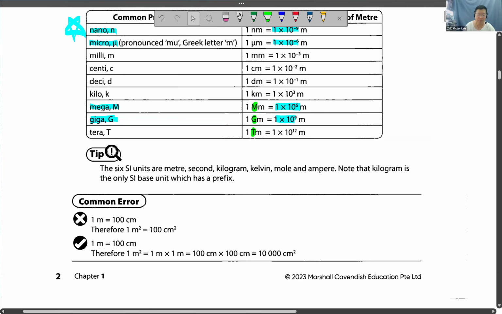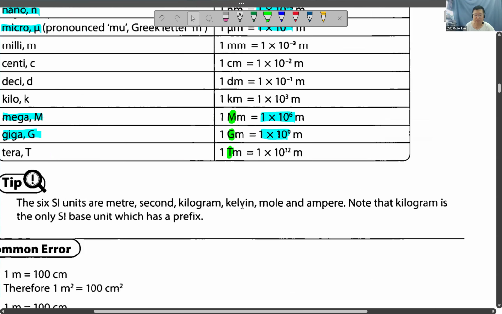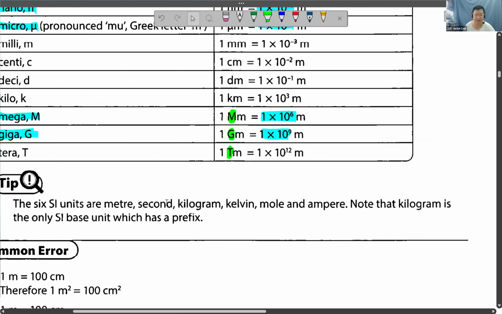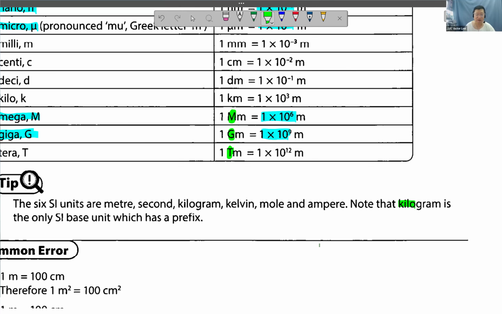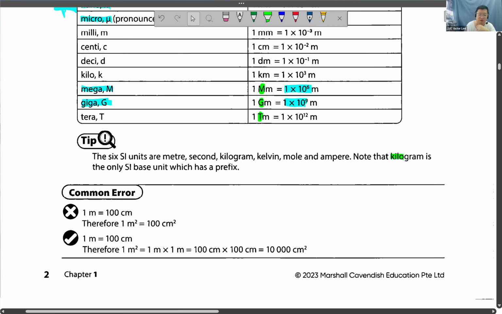Oh, okay, very interesting here. In the 6 SI base units, things like meter, second, kilogram, Kelvin, mole, and ampere, do you realize that only kilogram has a kilo in front? Instead of making gram the SI unit, they make kilogram the SI unit. The rest are not. You don't see kilometer, you don't see kiloampere. But kilogram there is. This is the only one that has a prefix. Just for information.